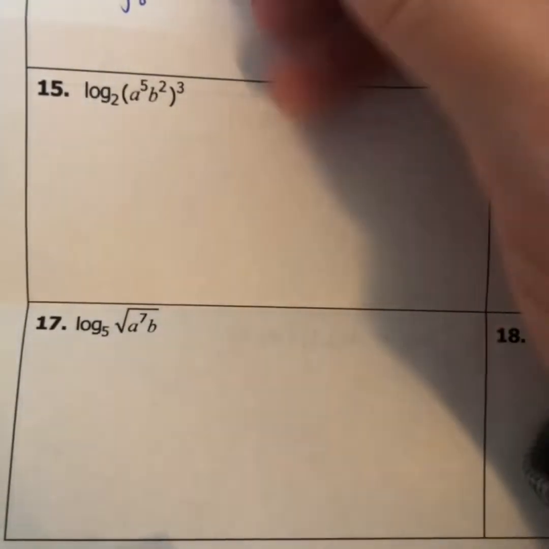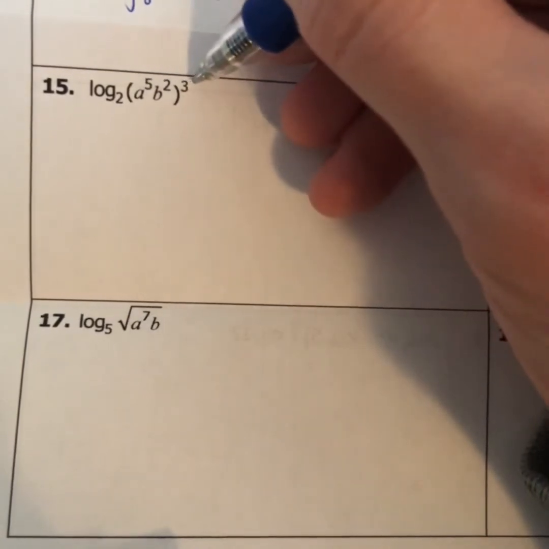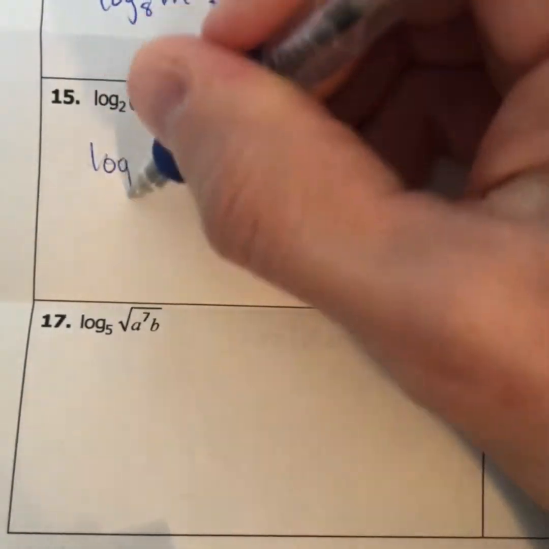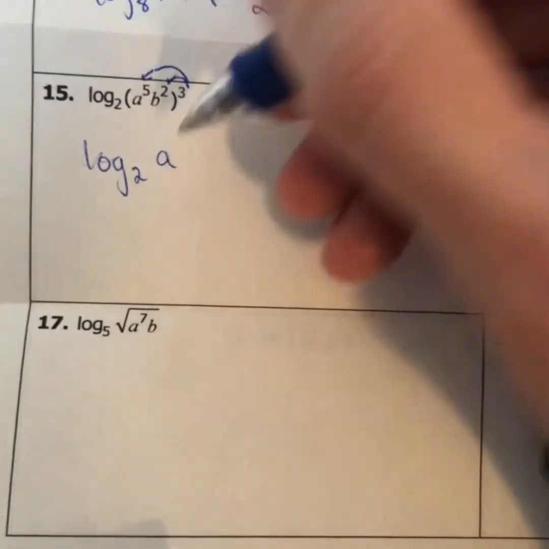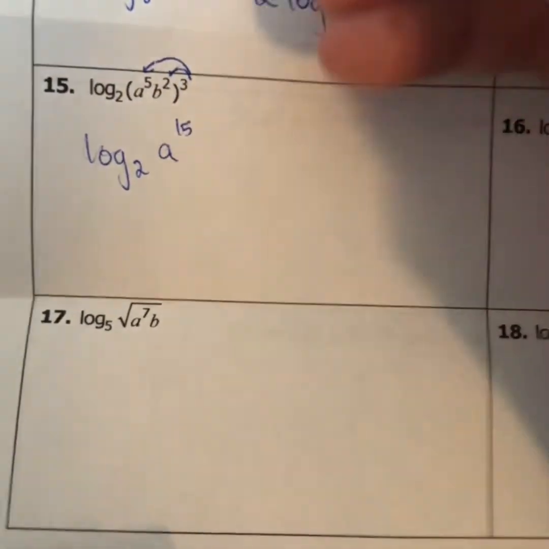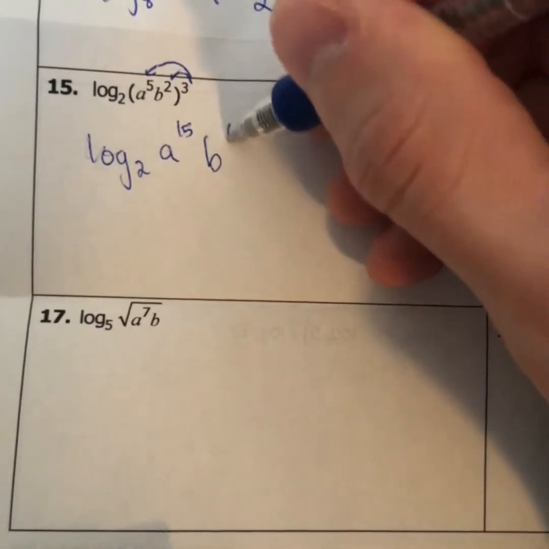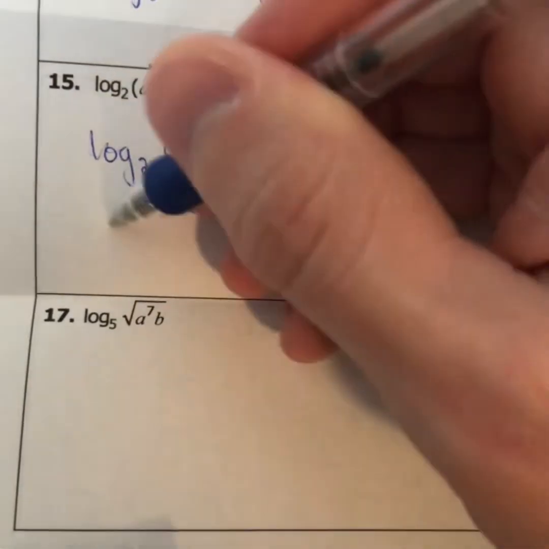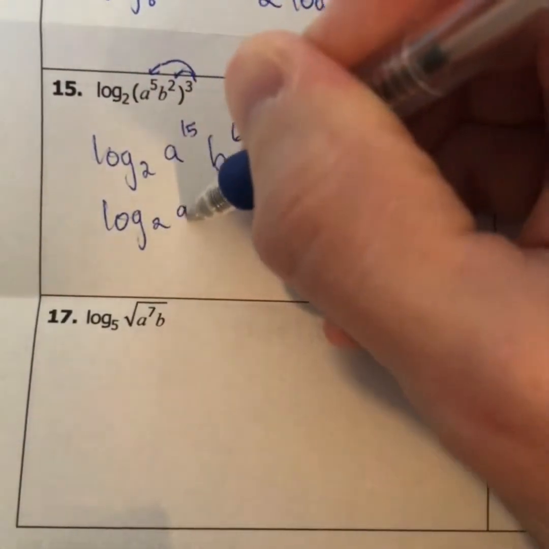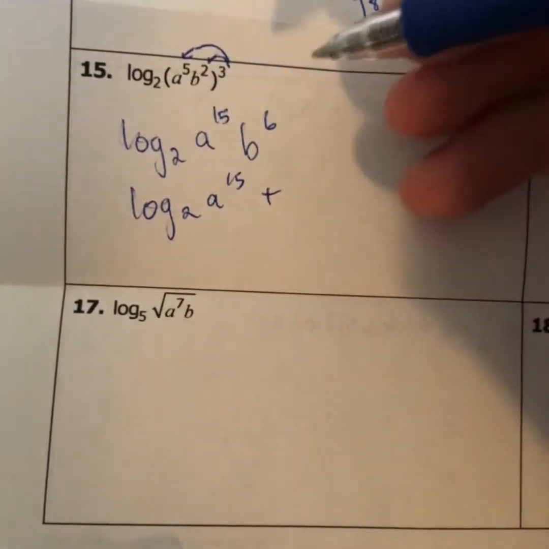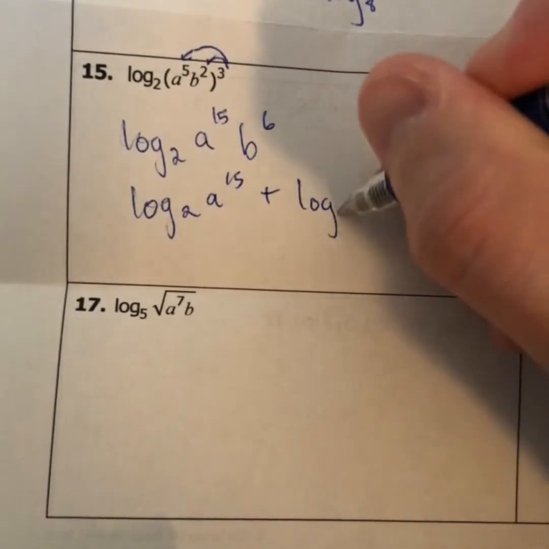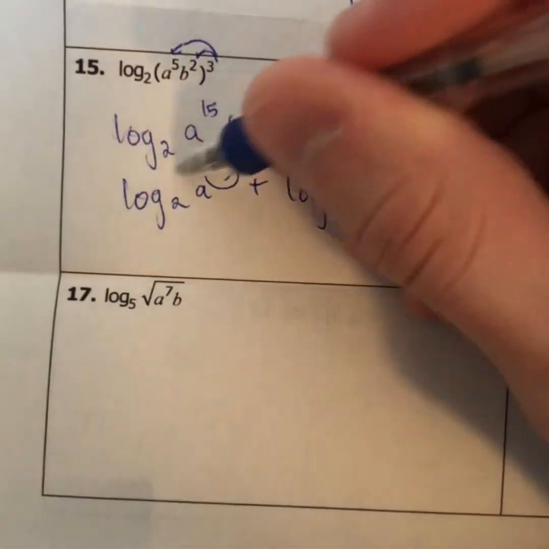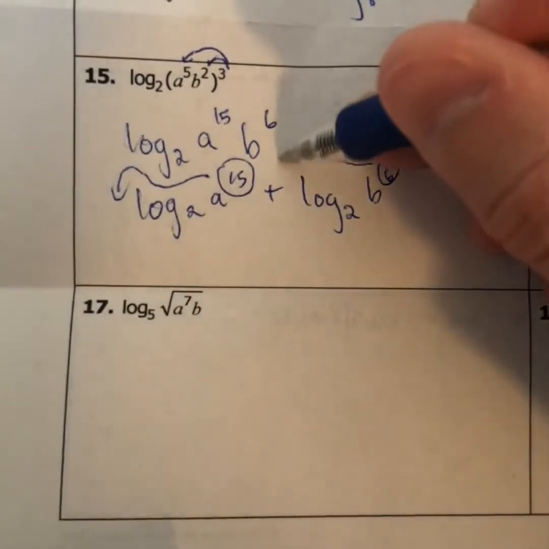All right, and then let's see, 15 and 17, last couple. Here we go. So I would combine these first. I would actually distribute this power rule going on in the exponent. Log base 2 of a to the, we multiply with the power rule, so a to the 15th, b to the 6th. Now we can expand this as log base 2 of a to the 15th plus log base 2 of b to the 6th. And last step, we would use the power rule to bring these exponents out front.